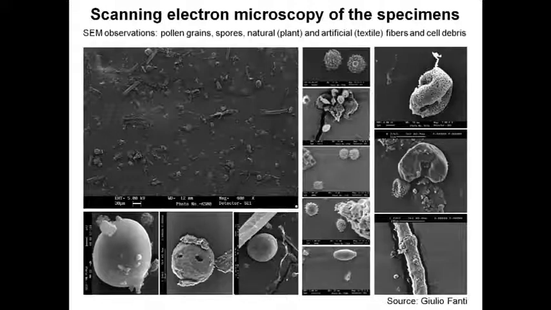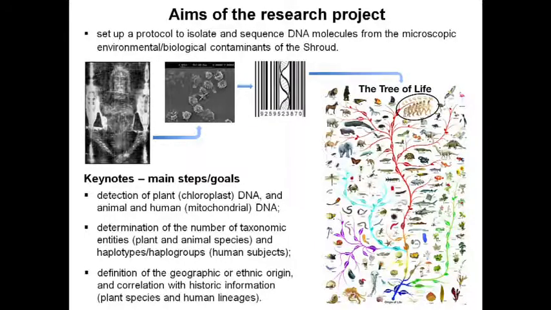We used all those very small microscopic particles, contaminations, for genomic DNA isolation. So first of all, we set up a robust protocol to isolate and sequence DNA molecules from those microscopic biological contaminants of the shroud.